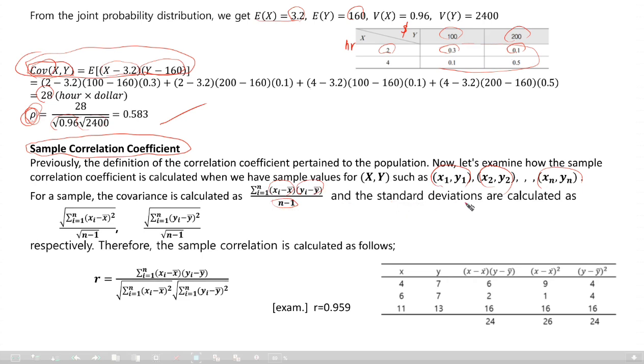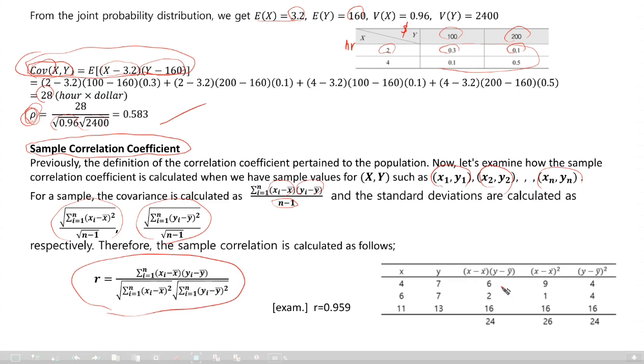And standard deviations are calculated this way for x and for y, respectively. Therefore, the sample correlation coefficient is calculated as follows, like this. This is the formula for a sample correlation coefficient. Okay?